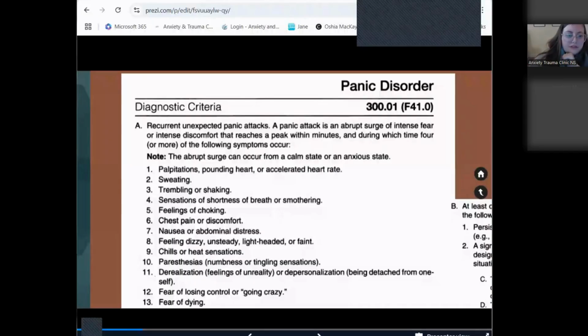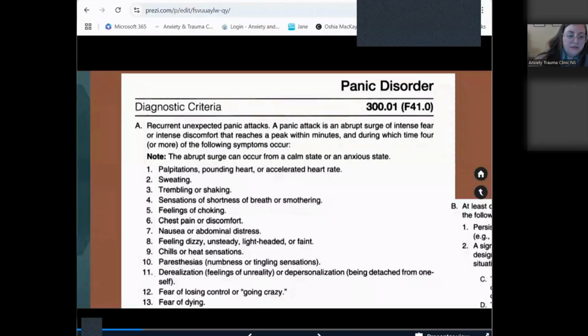So let's go through each of these 13. Number 1, palpitations, pounding heart, accelerated heart rate. Number 2, sweating. Number 3, trembling or shaking. Number 4, sensations of shortness of breath or smothering. Number 5, feelings of choking. Number 6, chest pain or discomfort. Number 7, nausea or some form of abdominal distress or pain. 8, feeling dizzy, unsteady, lightheaded, faint. Number 9, chills or, on the other end of the spectrum, heat sensations. 10, paresthesias, or numbness or tingling sensations.